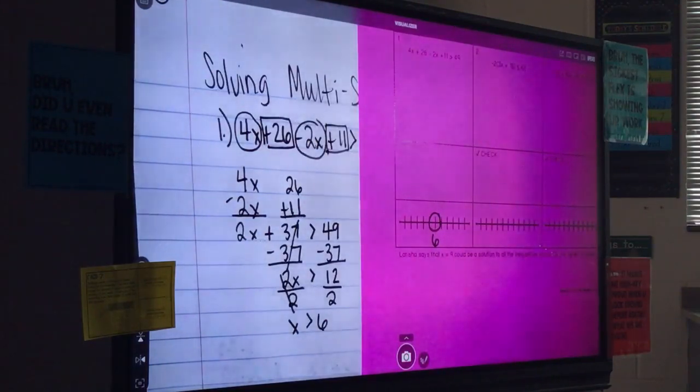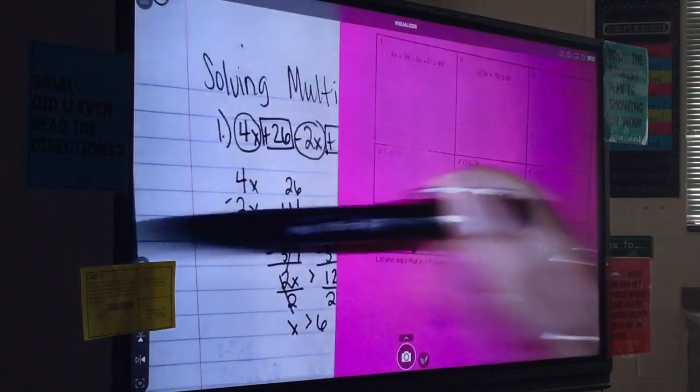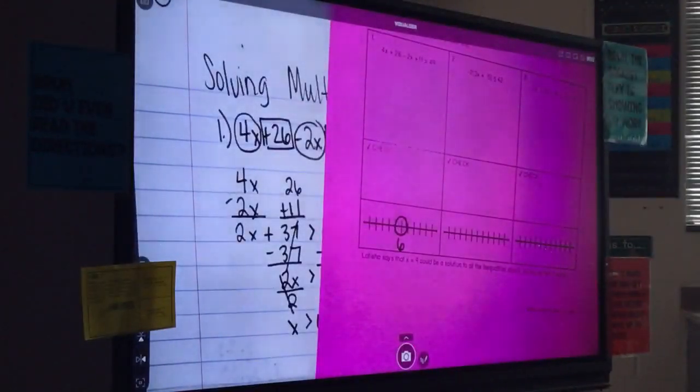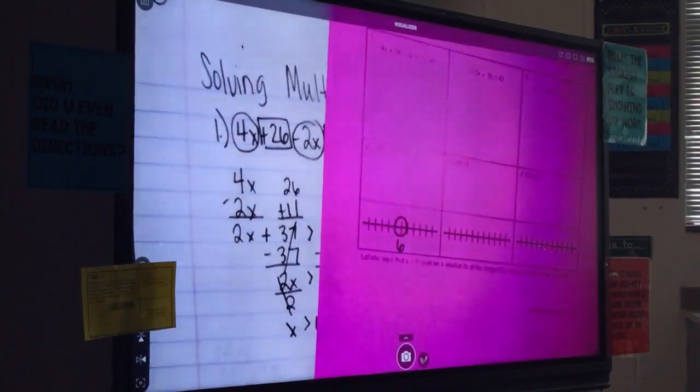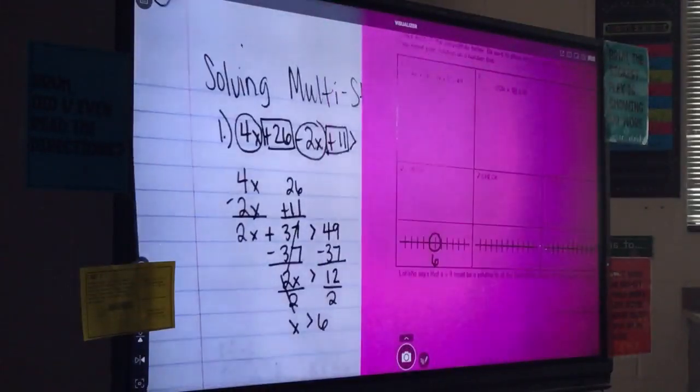Right, because if we plugged 6 back into our original problem, this one right here, and we substituted x and we put a 6 in there and we solved it that way, we would end up with 49 is greater than 49. Is that a true statement? No. So you have to pick a number greater than 6.